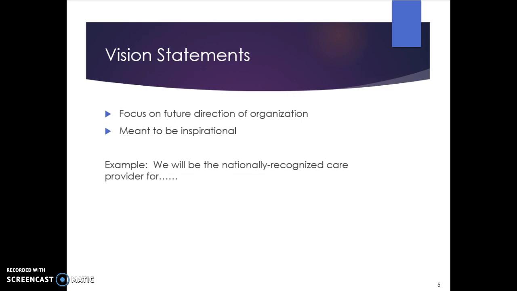So a vision statement is different than mission because it focuses on a future direction. It's meant to be inspirational or even aspirational. An example would be, we will be the nationally recognized care provider for whatever. Maybe you aren't the nationally recognized care provider for whatever that is right now, but you are striving for that. So if you think about strive, that's a wonderful word when you're thinking about vision statements and how to write them. What do we want to strive for? That we maybe aren't there today, but we want to strive for. And that's the best question to ask yourself in trying to come up as a team with a vision statement.